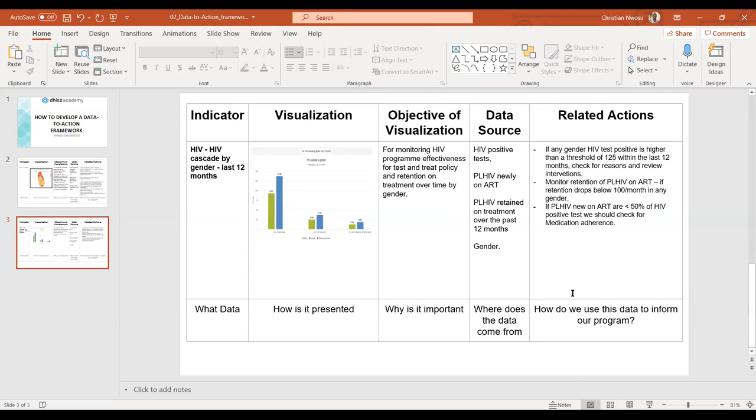So, okay, the 50% was something we actually just formulated to create a scenario. Yeah, we created the 50% as a threshold. For instance, if people living with HIV new on ART is less than 50%, then we should check for adherence or initiation. That means we have a high number of positivity, but far fewer people being initiated on the drug, and even fewer that are adhering to the drug. So the 50% was something we formulated just to make a conclusion.